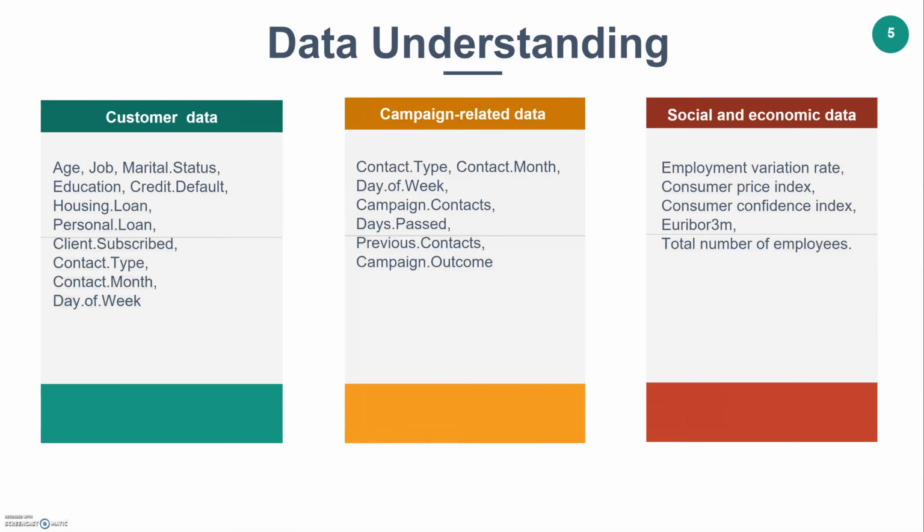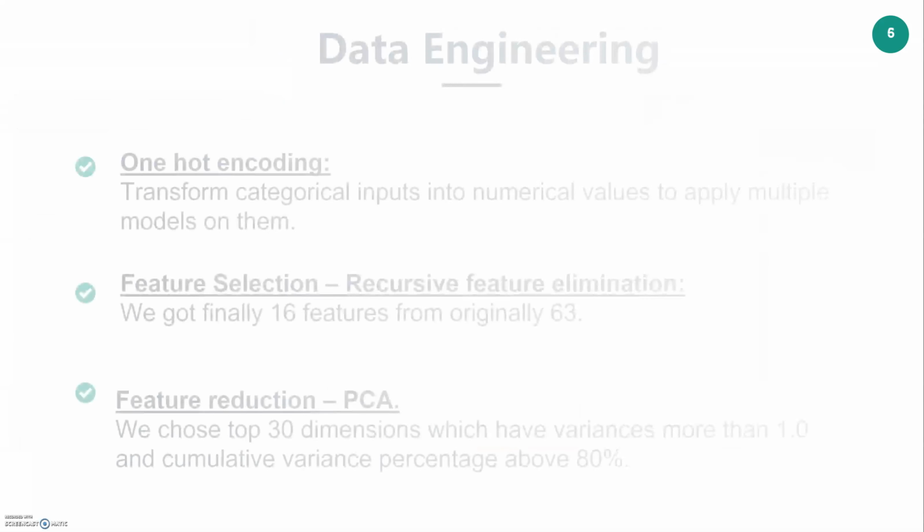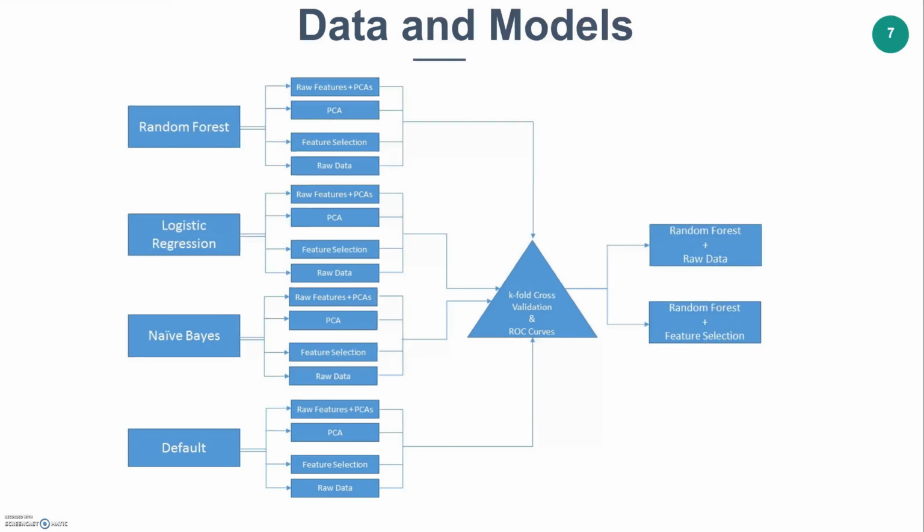Now, let's have a brief understanding of the data. By doing so, we hope you can better understand what we propose later. There are mainly three groups of data describing customers' features, campaign features, and macroeconomic features. We apply different data engineering methods and got four groups of data. There are raw data, data with feature selection, data after we conduct PCA, and raw data combined with PCA. We input those data sets into four models: random forest, logistic regression, naive Bayes, and the default one.